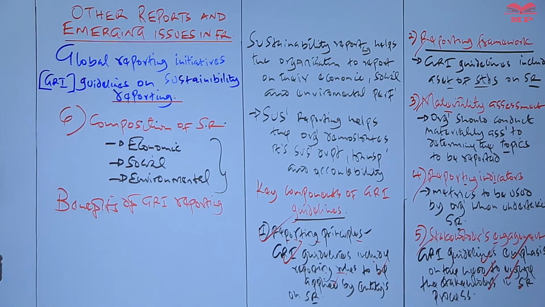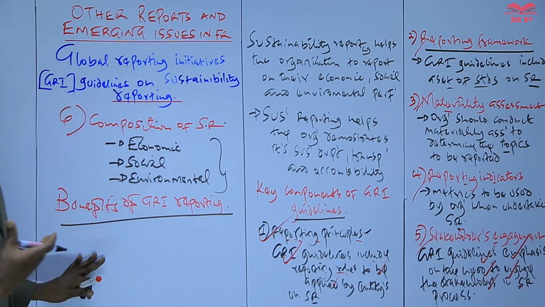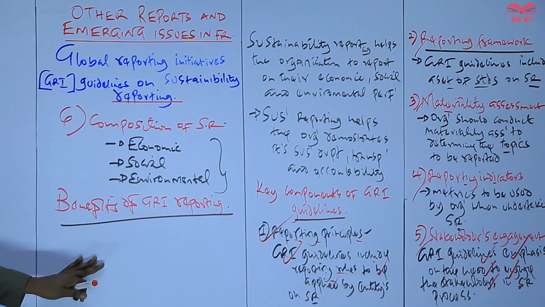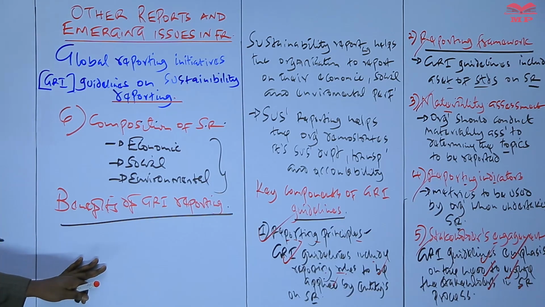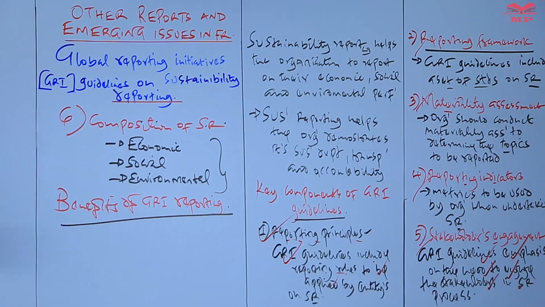So remember, you have said that GRI reporting is, in other terms, what we refer to as sustainability reporting. Here, an organization is reporting on the three aspects you have mentioned: economic, social, and also the environmental performance. So what are some of the benefits of this form of reporting? Number one is that it improves the competitive advantage of the organization, and also it improves the public image of an organization. So we can talk of competitive advantage and brand reputation enhancement.